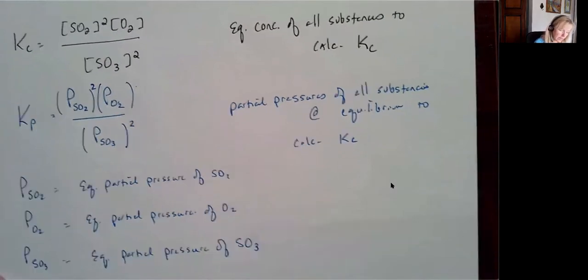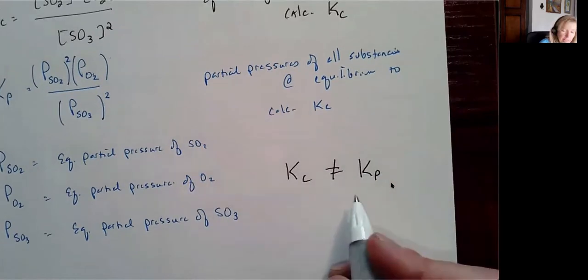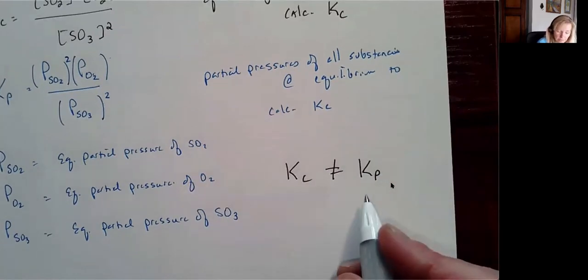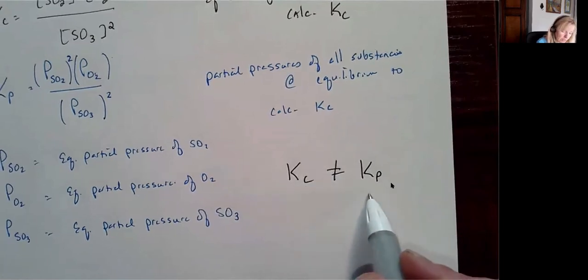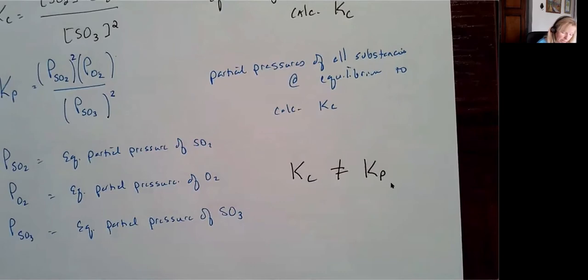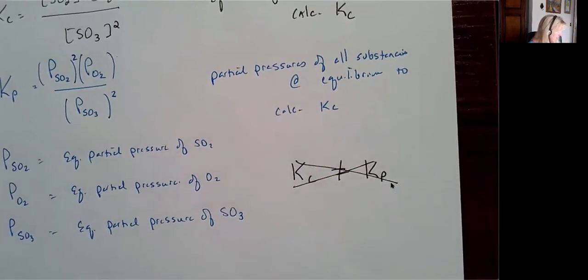Now Kc does not always equal Kp. They can be equal, but they can also be unequal. So you can't say for sure if Kc is going to equal Kp. You need to know a little bit more about the chemical reaction. So you can't make that generalization. It's not quite that easy.